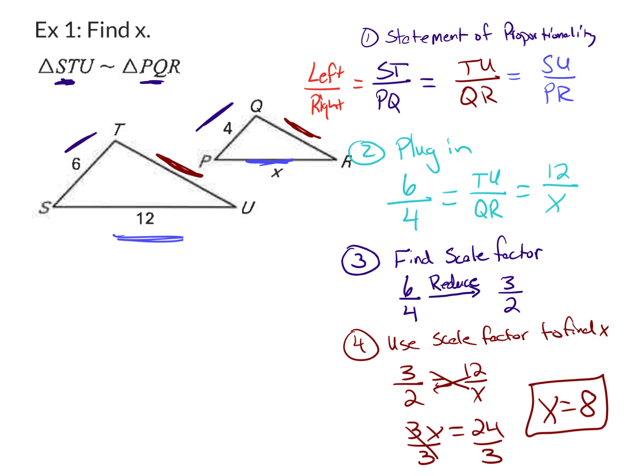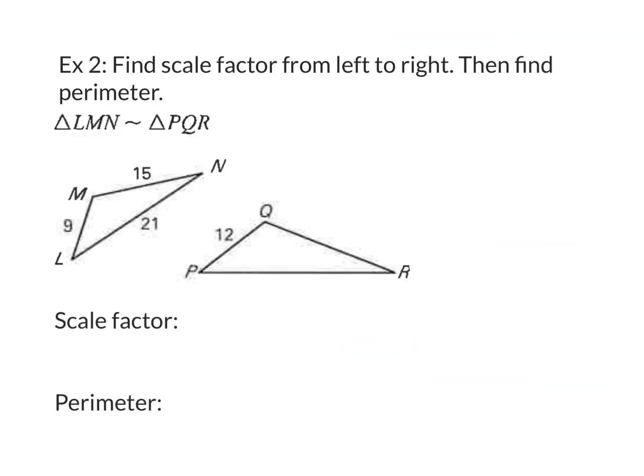Does anybody see a simpler way that we could have done this one? Like I said, the way I showed you is the long drawn out foolproof way, but you could have done like 6 over 4 equals 12 over x and so on. It says, find the scale factor from the left to the right, then find the perimeter. Okay?